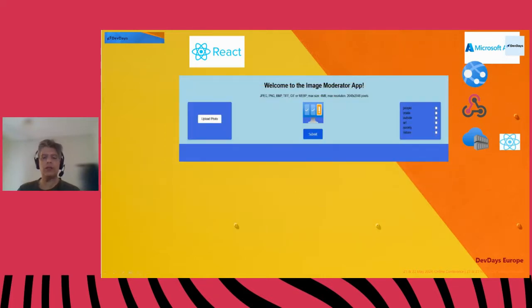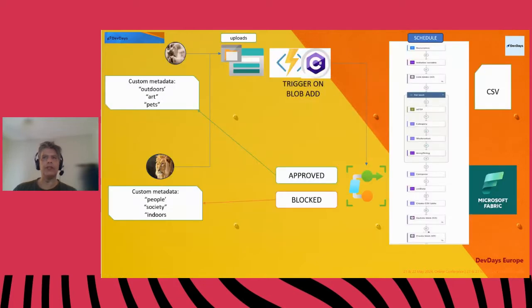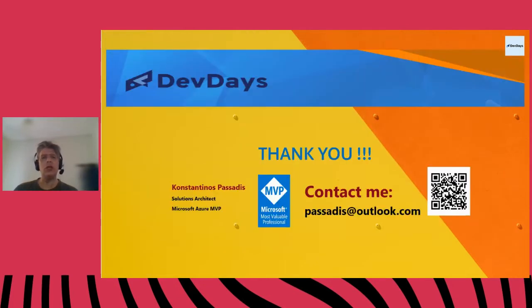This is the interface that we are going to get. So we're going to upload photos, select some categories that will be stored as custom metadata into our pictures, along with the approved or blocked flag from the content safety endpoint. I'm not going to spend time here. These are my contact details. You can contact me. Maybe I will have time to show you this also at the end.